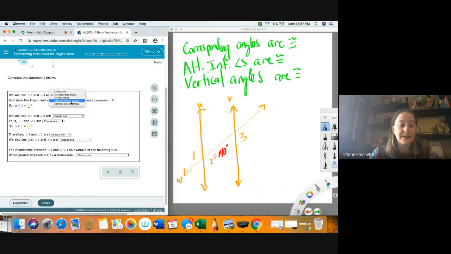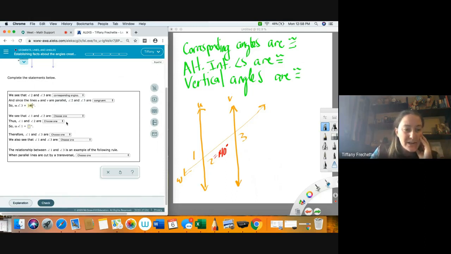So it does look like in the list, which we may need to write that up top at some point, we have alternate exterior angles up here also. So we just don't have that on our list yet. And since the lines U and V are parallel, they told us, 2 and 3 are corresponding angles and are congruent. So we write congruent. All right. And that means that since we know 2 is 140, 3 is 140 degrees.